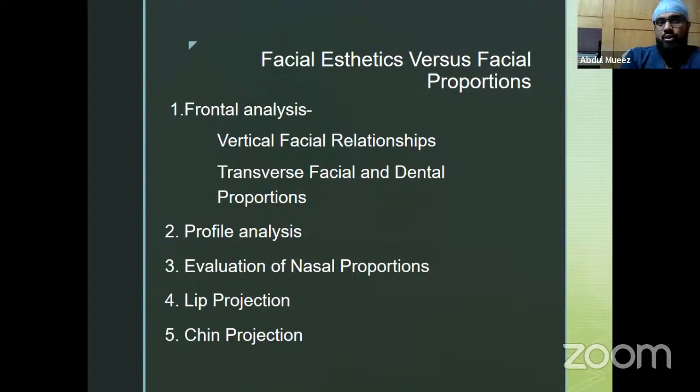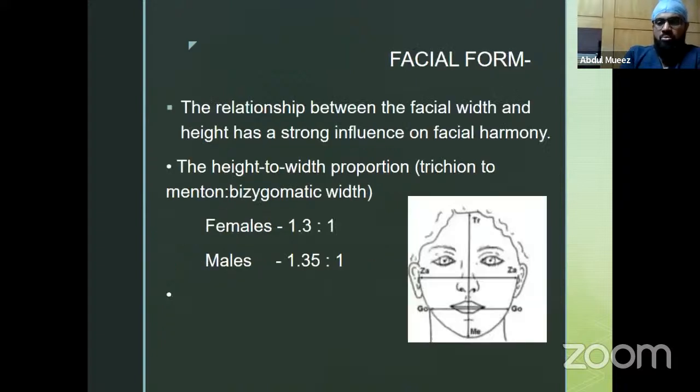Then lip projection: whether they have competent lips, bulky lips, or thin lips. That also needs to be seen. Along with that, you have to look at chin projection: whether the patient has a lot of fat deposition in the chin, or the skeletal bone itself is prominent, especially in class 3 tendencies, where the chin will be projecting so much. That also needs to be taken care of.